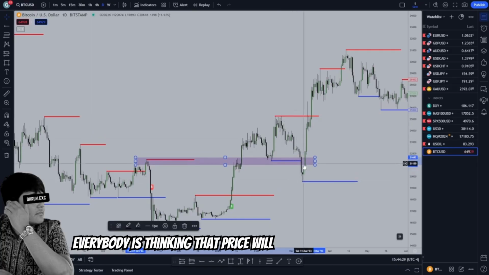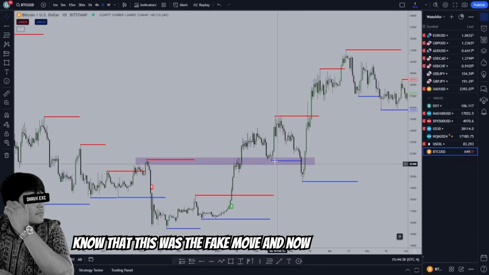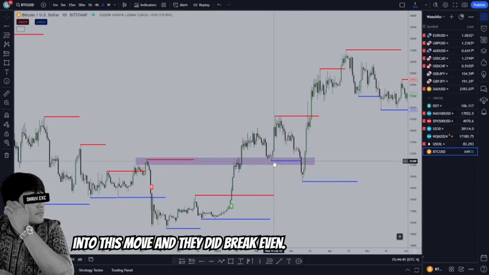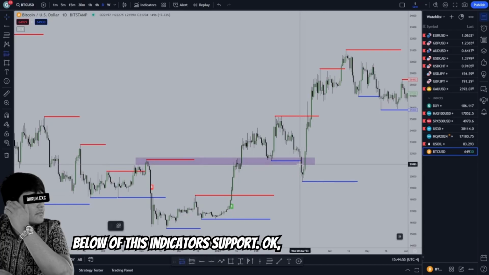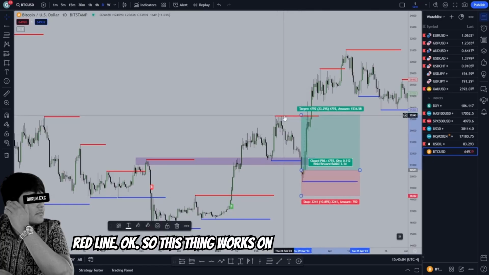The market fell down, and now everybody is thinking that price will fall because it gave another break of structure from here. Okay, but no. As traders who trade liquidity, we know that this was the fake move, and now all the retail traders who got into this move and did break even, all of their break-even stop losses are taken right over here. So what I told you is that you should take an entry a little bit below this indicator's support, place your stop loss somewhere like this, and your target should be this red line.